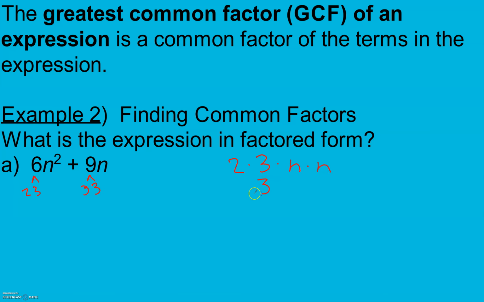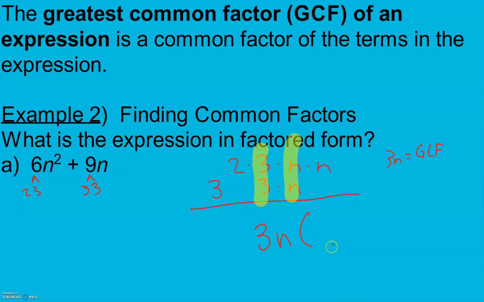9 is 3 times 3. I put a 3 in my 3 column. I make another column for 3's because I don't have one. And an n. Anything that's a full column, like we have 3's in both and n's in both, that comes out as a common factor. What that's telling me is that 3 is a factor of both of them and n is a factor of both of them. 3n then is my greatest common factor.